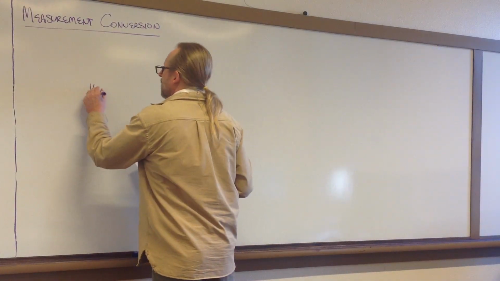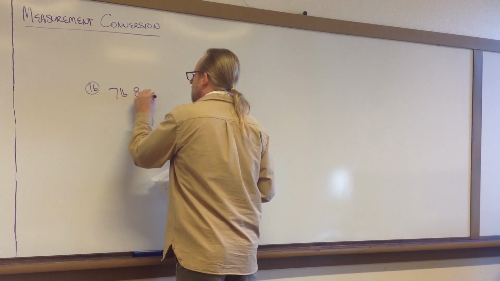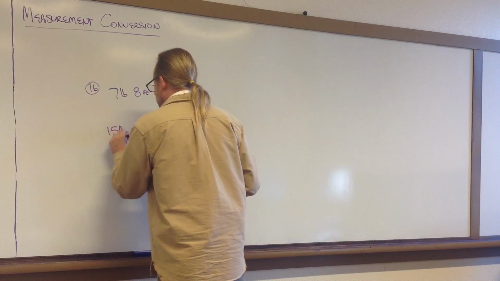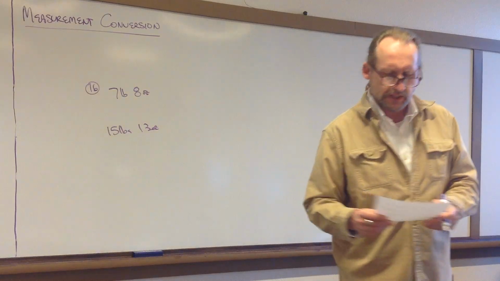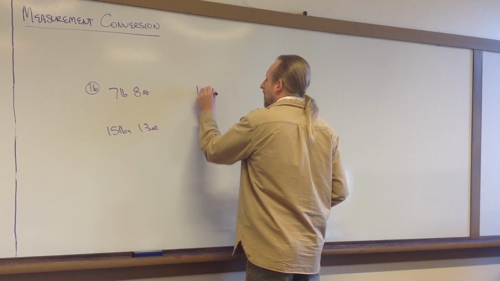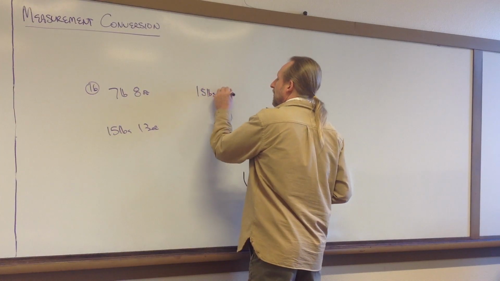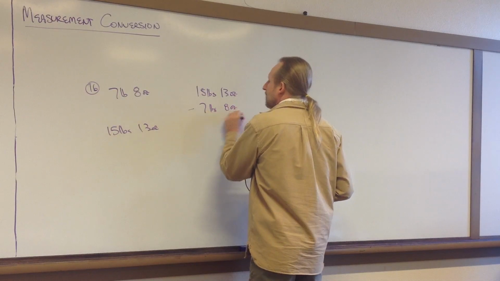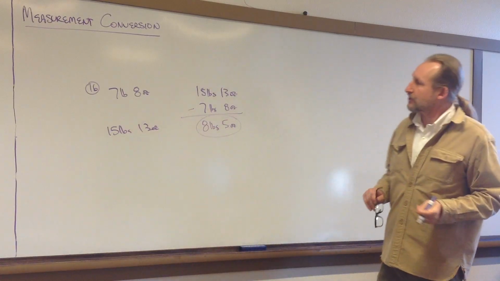So let's go back and do problem 16. Baby weighs 7 pounds, 8 ounces at birth. 6 months later, the baby weighs 15 pounds, 13 ounces. Find the baby's increase in weight. Now this one really lends itself to subtraction because you don't have to borrow. 15 pounds, 13 ounces, minus 7 pounds, 8 ounces. And you've just got a straight subtraction here. 8 pounds, 5 ounces. Pretty straightforward.